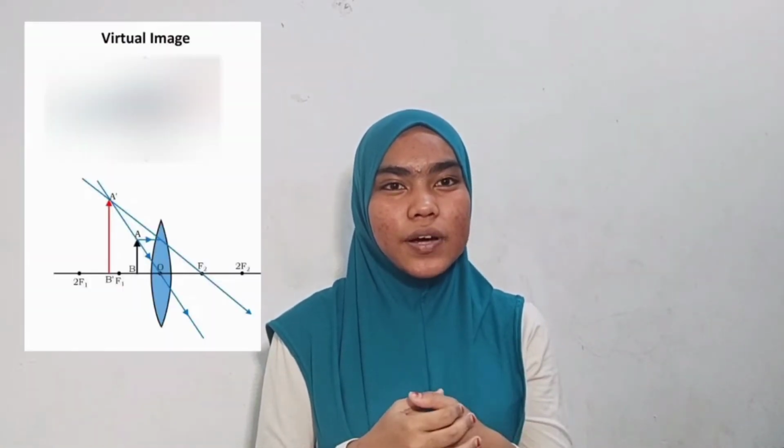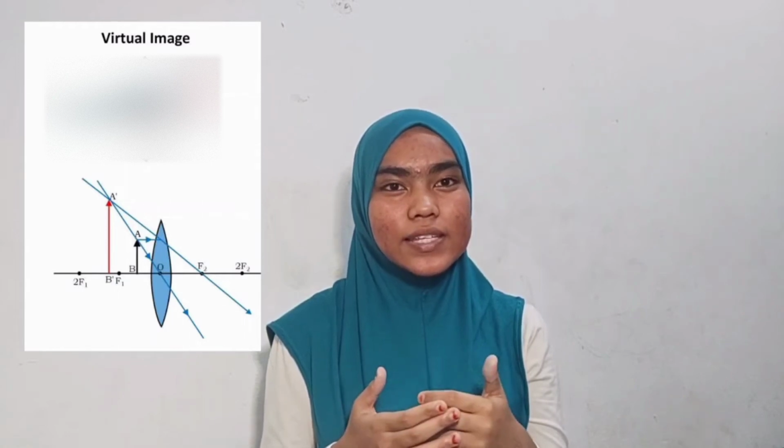For a converging lens, the image distance can be positive or negative. When the image distance is positive, the image is on the opposite side of the lens. This is called a real image. When the image distance is negative, the image is on the same side of the lens. This is called a virtual image.